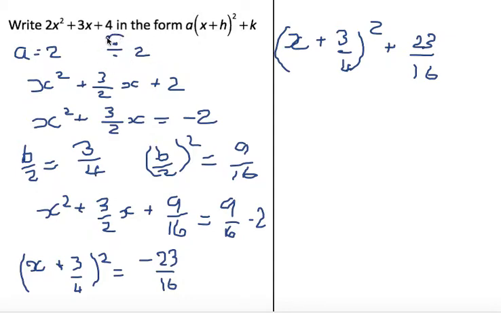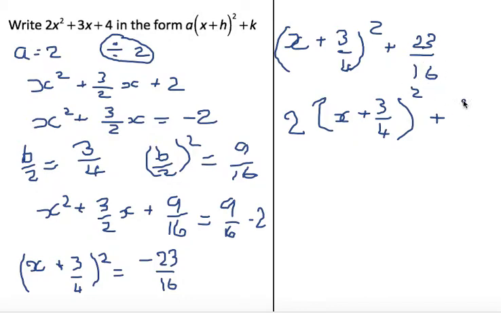Now, that's all looking good, but I've got to remember what I did at the beginning. I divided everything through by 2. Now I'm going to times everything through by 2. I'm just going to put a 2 outside this bracket. I'm not going to expand the bracket, and I'm going to multiply this by 2. So it ends up with 2 brackets x plus 3 over 4 squared, add, I'm going to times this by 2, so it gives me 23 over 8.